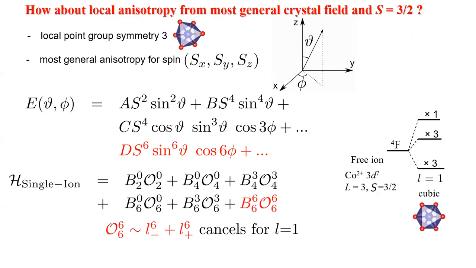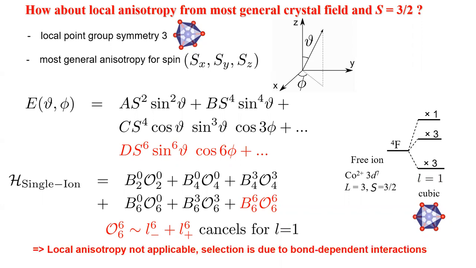However, this anisotropy must come from projecting a crystal field Hamiltonian through the spin orbit coupling. And so the relevant term that gives rise to this order 6 anisotropy would be of order 6 in the orbital angular momentum, L plus to the power 6 and L minus to the power 6. But if we're talking about the lowest orbital triplet, L equals 1 here, this operator cancels for that level. So we believe it's not applicable here. It reinforces the idea that it's not local anisotropy, but in fact interaction that leads to the ground state selection.